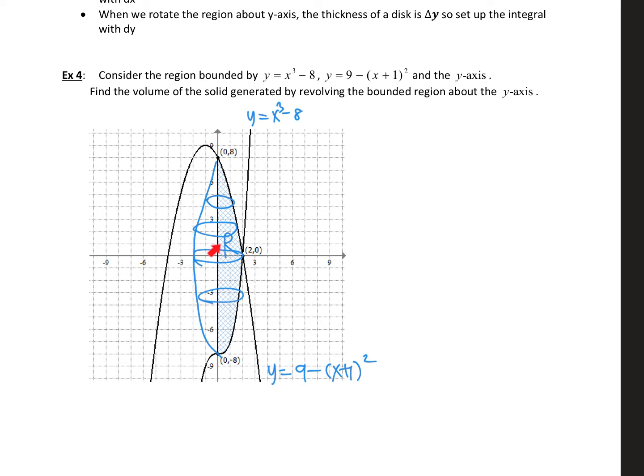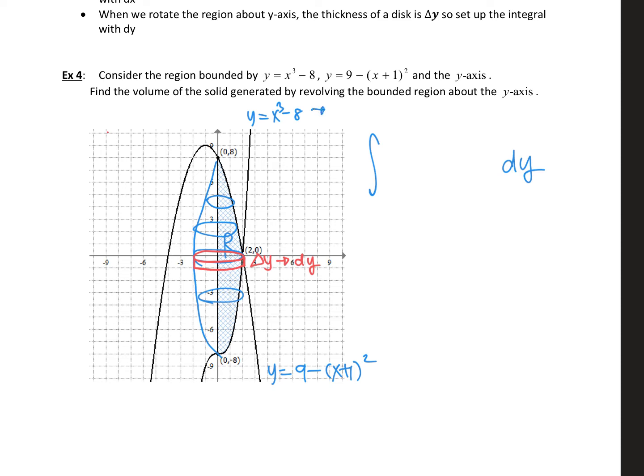So here the cross section is a circle this way. And let me use red here. If I'm looking at a disk, the thickness you can see is this much, which is the y direction. It's up and down. So this is going to be delta y, which translates to dy. So when I set up the integral to find the volume, I'm going to do it in dy. That means everything has to be in terms of y, so I have to solve for x in terms of y. Here my function has to be rewritten.